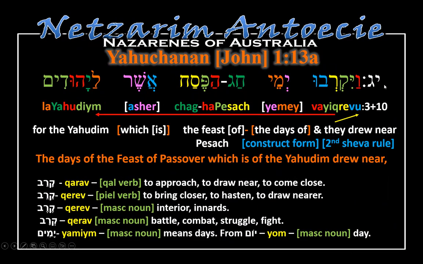And then we have 13a, represented with Yod 10, Gimel 3. And we have Vav, Yod, Kuf, Resh, Veit, Vav. Yod, Mem, Yod, Chet, Gimel, Hey, Pei, because of the dot, Samek, Chet, Aleph, Shin, Resh, Lamed, Yod, Hey, Vav, Dalet, Yod, Mem, Safit. Va, Yik, Re, Vu. Also, when there's two shavas, the second one has a short E sound behind it. So it is va'yik revu. That's why we've got the E there, right? And they drew near. So how do we get that?